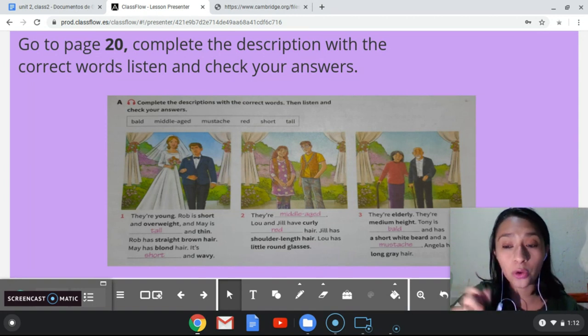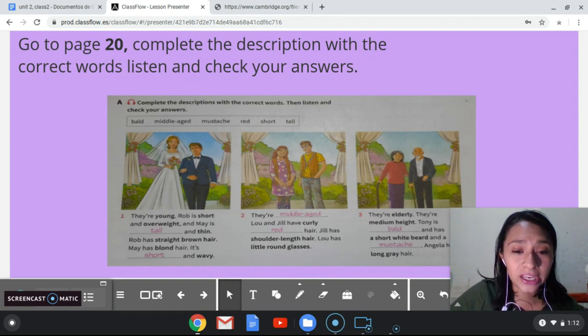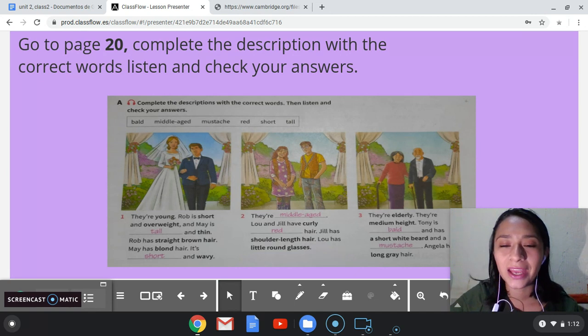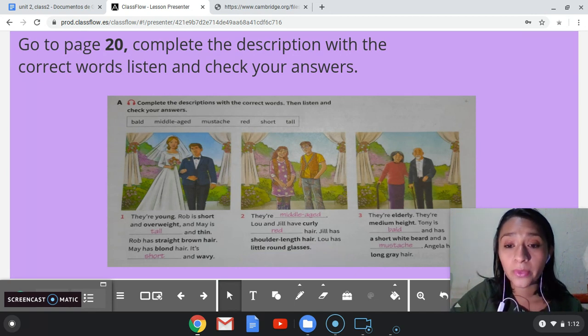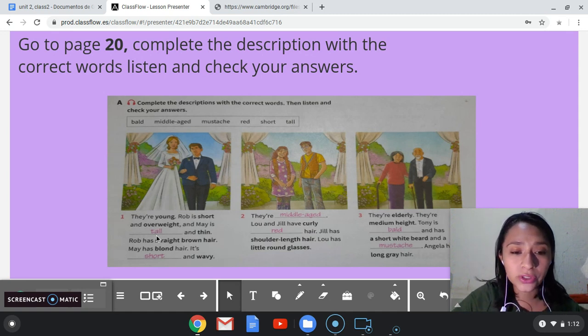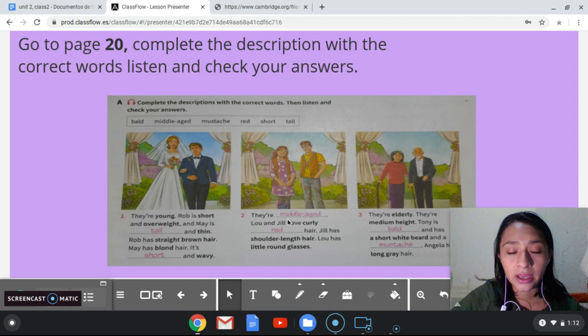Okay, so we will go with number two. They are middle aged. Lou and Jill have curly red hair. Jill has shoulder length hair, and Lou has little round glasses. Okay, then we will go with number three. They are elderly. They are medium height. Tony is bald and has a short white beard and a mustache. Angela has long gray hair. Okay, so those are the correct answers. If you did it like this, very good. You have a 10. You have 10 points.